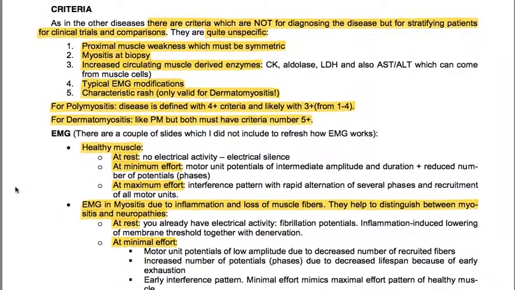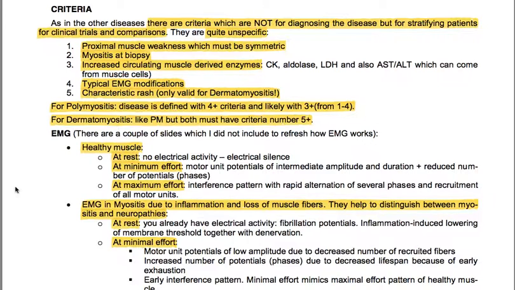Criteria. As in the other diseases, there are criteria which are not for diagnosing the disease, but for stratifying patients for clinical trials and comparisons. They are quite unspecific. We have proximal muscle weakness, which must be symmetric; myositis at biopsy; increased circulating muscle-derived enzymes, so CK, aldolase, LDH, and also AST, ALT, which can come from muscle cells; typical EMG modifications; and a characteristic rash, only valid for dermatomyositis.